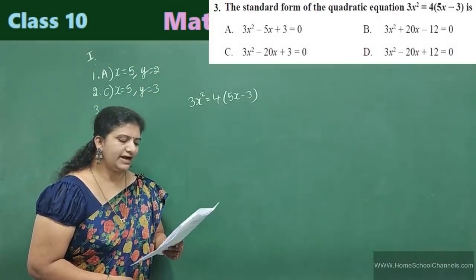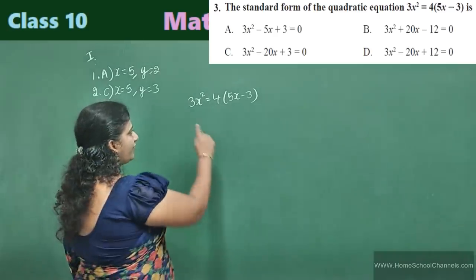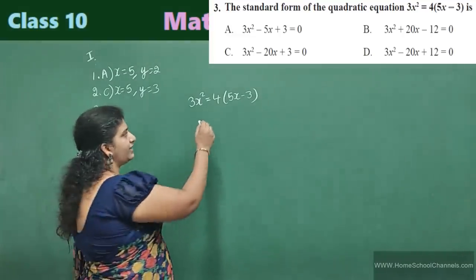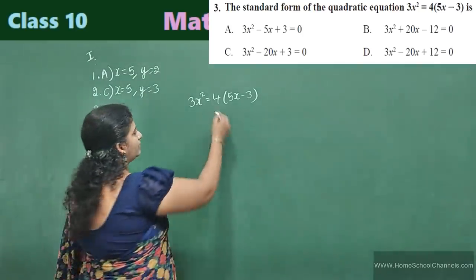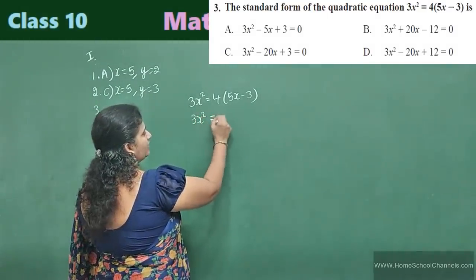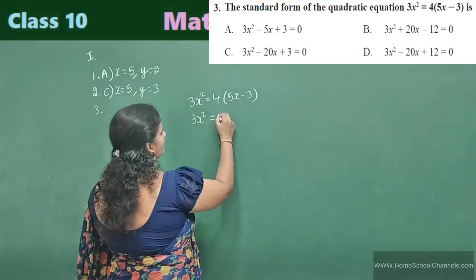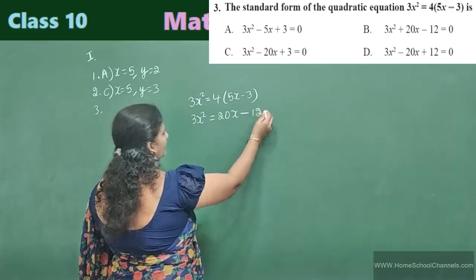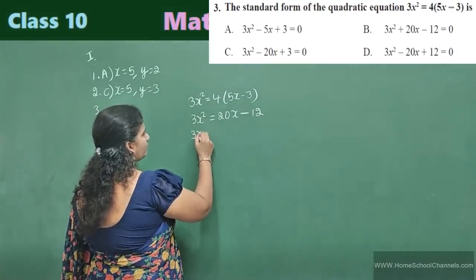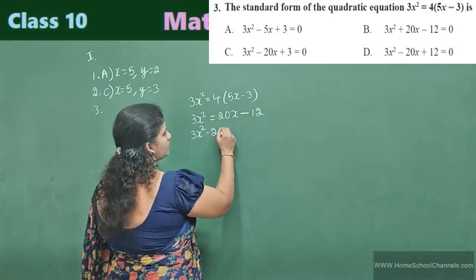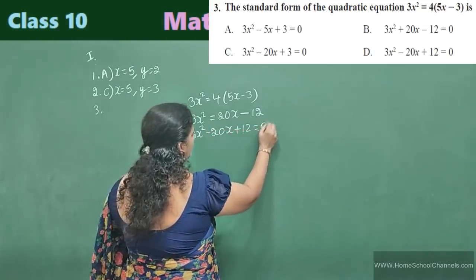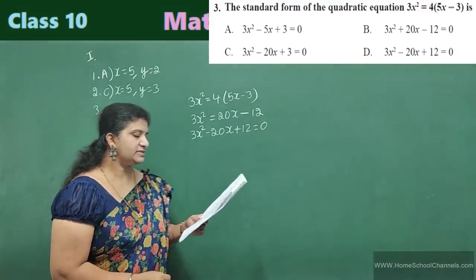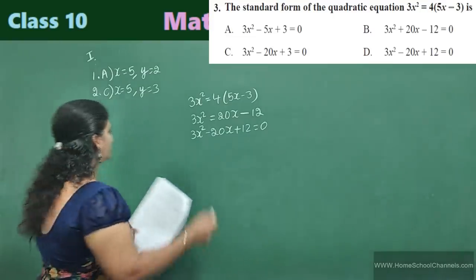Third question, the standard form of the quadratic equation 3x square is equal to 4 into 5x minus 3 is. You need to write this equation in standard form. That means 3x square, remove from brackets, 4 into 5x will be 20x, plus into minus minus, 4 3s are 12. Bring these terms to this side, 3x square minus 20x plus 12 is equal to 0. Check the answer in the options. 3x square minus 20x plus 12 is equal to 0. That is your option D.